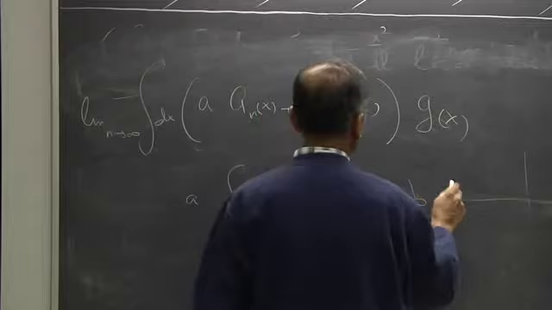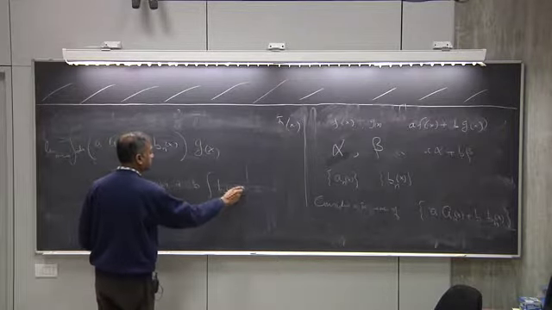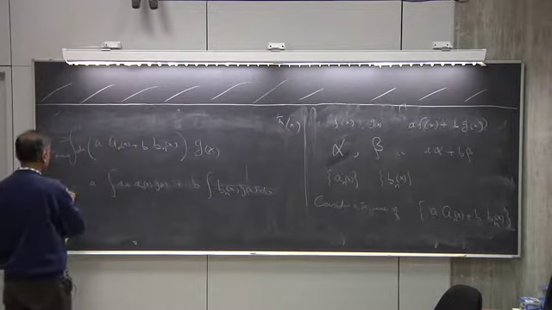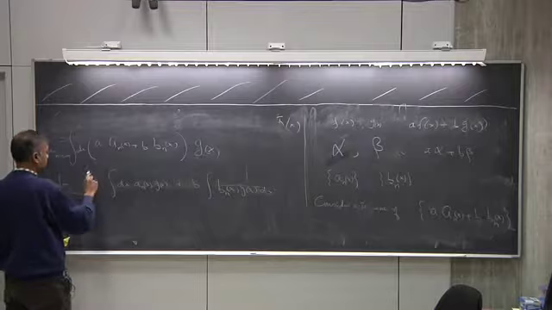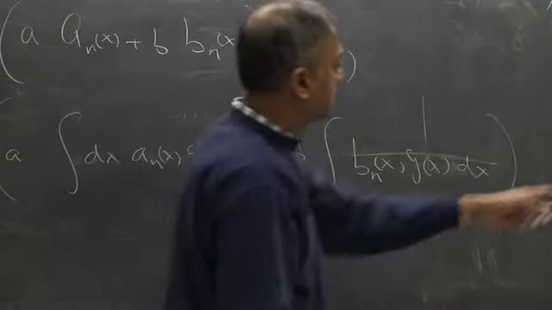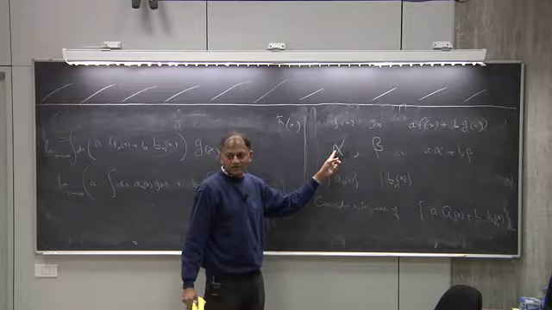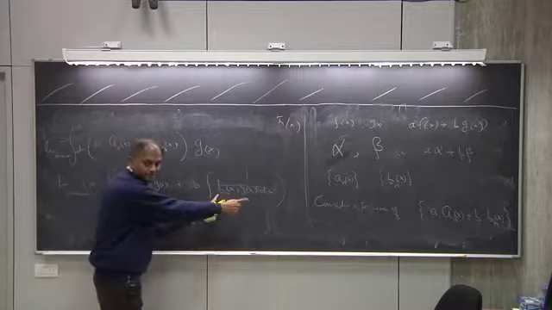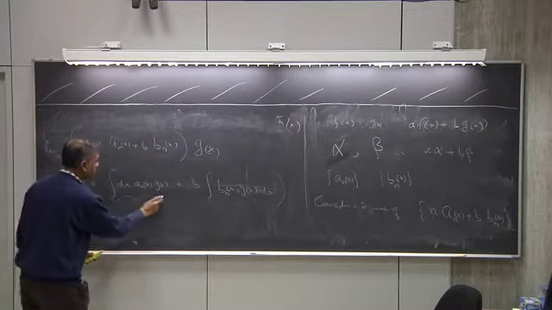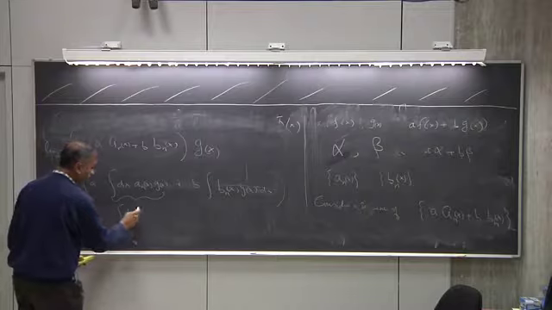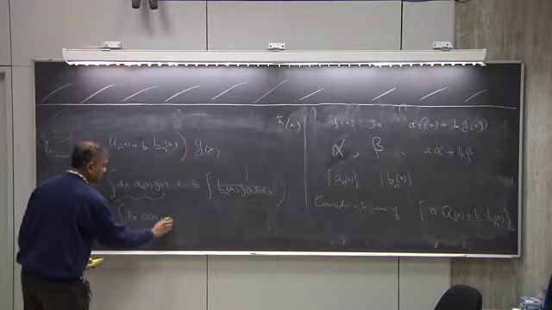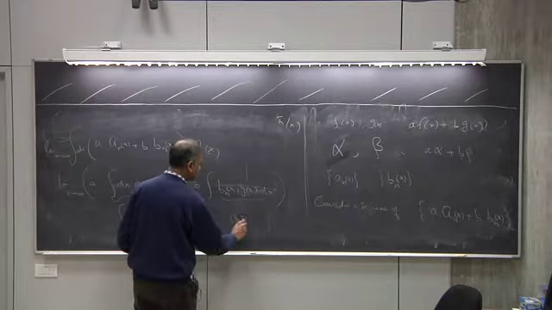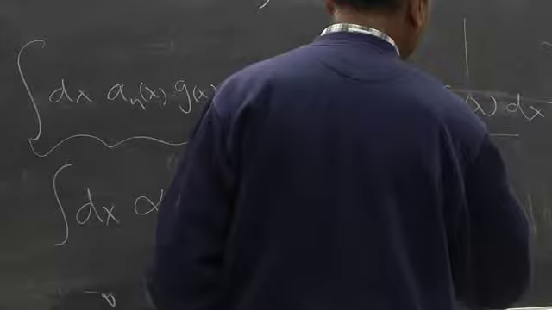plus b times the integral of b_n(x) g(x) dx, and the limit for each of them exists, right? Because by definition, this sequence is defining a generalized function alpha, and this is defining a generalized function beta. So each of these limits exists, right? And in fact, this limit is what we denote by this notation. This limit exists, and it is simply the integral of beta(x) g(x) dx.